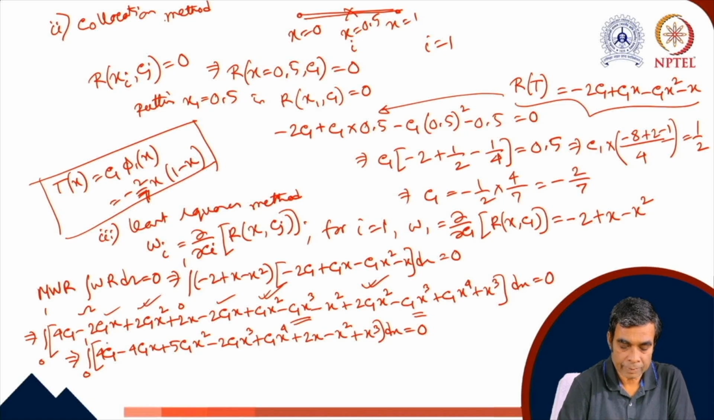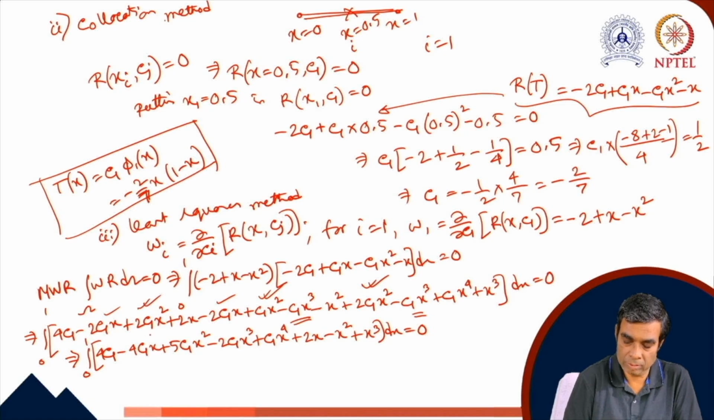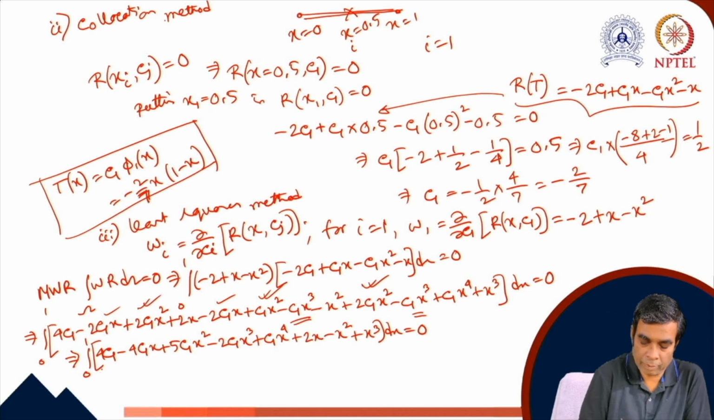4c1 minus 4c1x, 2c1 square, c1 square, so 5c1x square minus 2c1x cube plus c1x to the power 4, then plus 2x minus x square plus x cube. Let us perform this simplification.